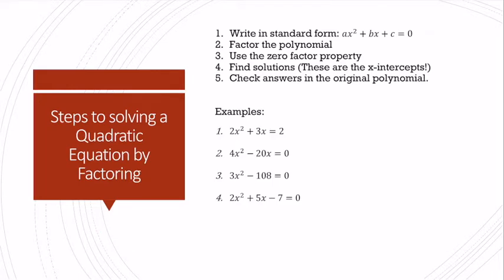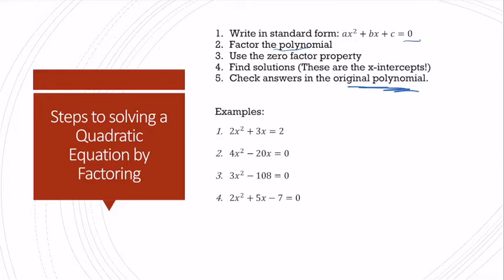So in order to solve a quadratic equation by factoring, the first thing we need to do is write it in standard form, factor our polynomial, use the zero factor property, and then find the solutions. You want to check your answers in the original polynomial just to make sure they are really solutions. So we're going to start doing that on this slide.